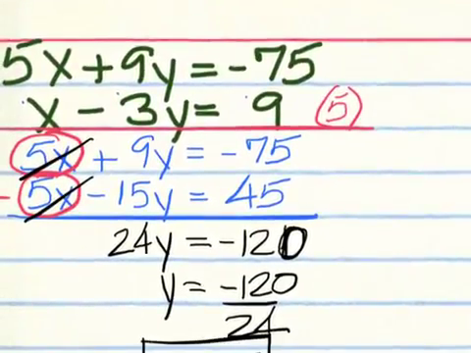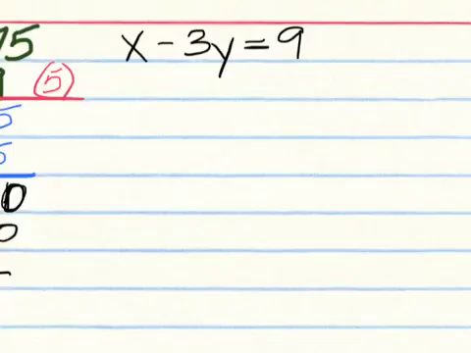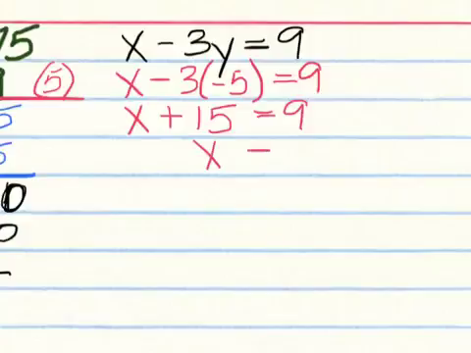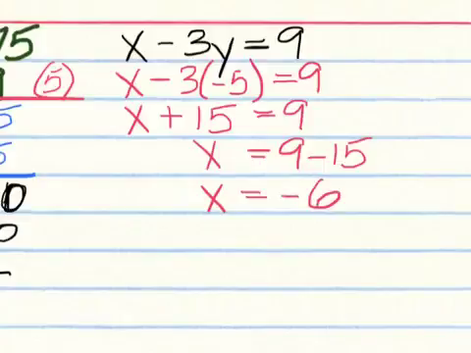So when we plug in a negative 5 here for the y, we go back and simplify the minus 3 times negative 5, which is plus 15. And then move that 15 to the right, make it minus. 9 minus 15 would be a negative 6. So the x number goes first, y number second. Your answer would be negative 6, negative 5.